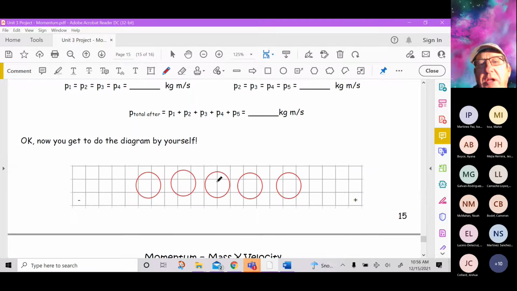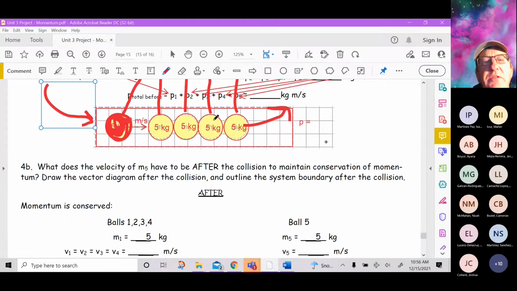Some of these should be touching. Some of them should not be touching. Just like on our initial diagram, these 4 were touching. And this one was not, because it was swinging in from the outside.